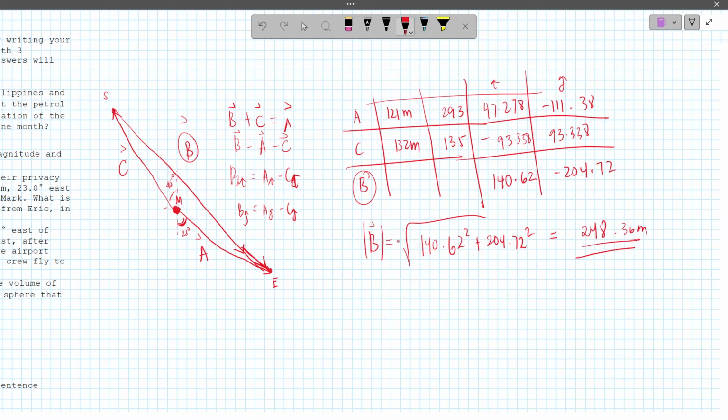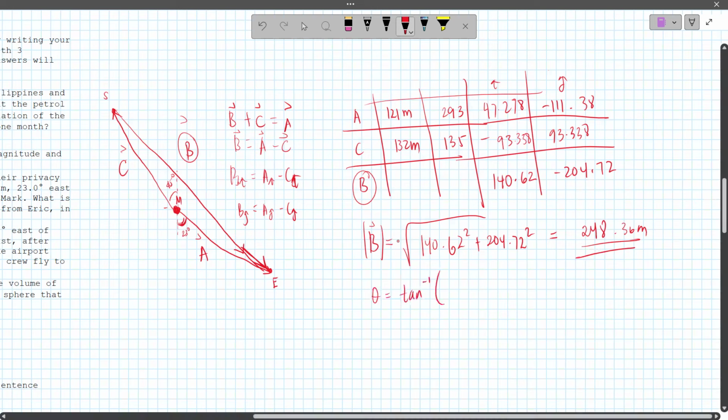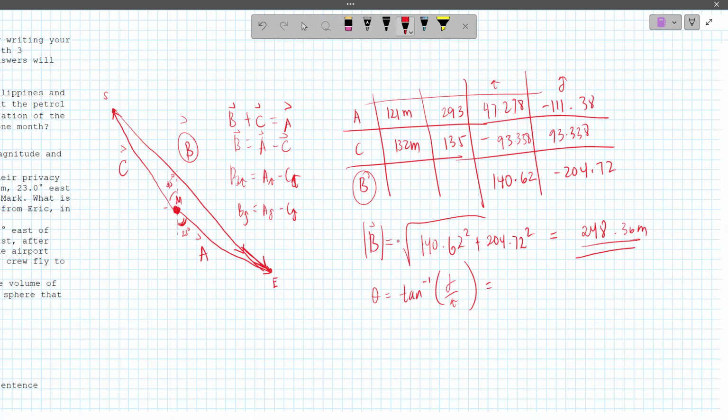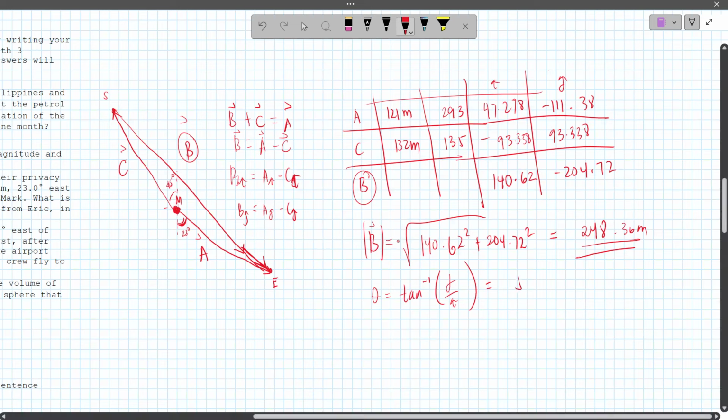For friends. And for theta naman, tan inverse of, again, if it's up to you if you want I over J or J over I. So, say, for example, I use J over I. So, I have tan inverse of 204.72 over 140.62. So, this gives me 55.5 degrees, no? So my final answer is Sean will have to walk 2.48 times 10 raised to 2 meters, 55.5 degrees. I have J, which is south, and I, which is positive east. So this is south of east.